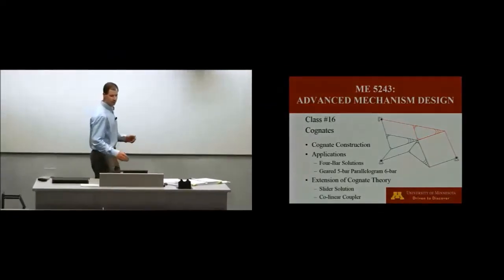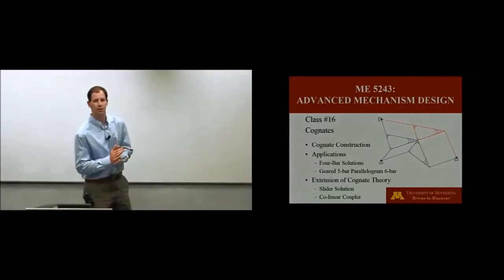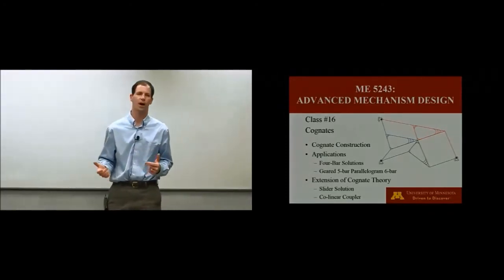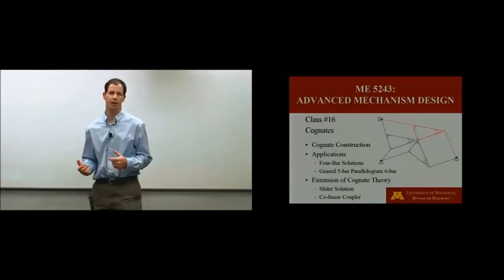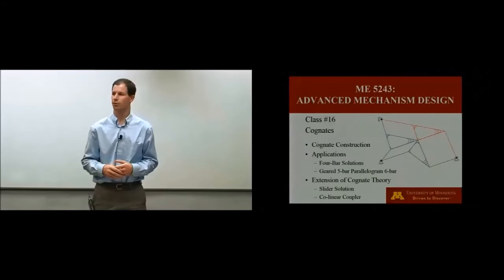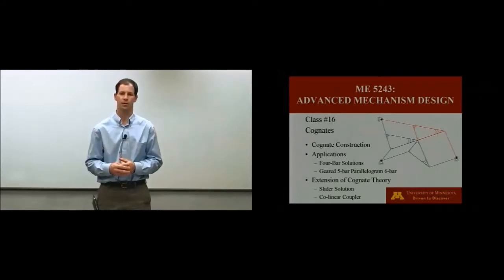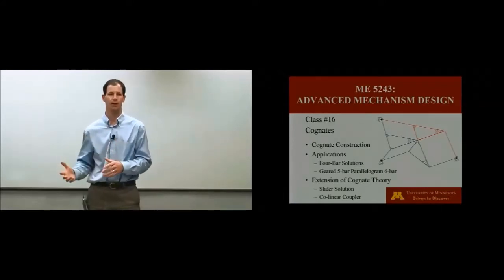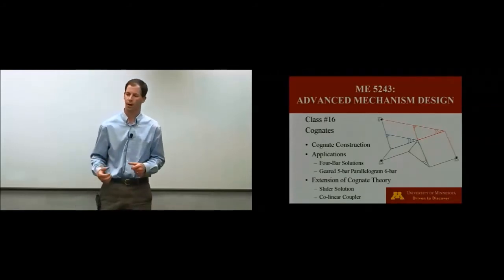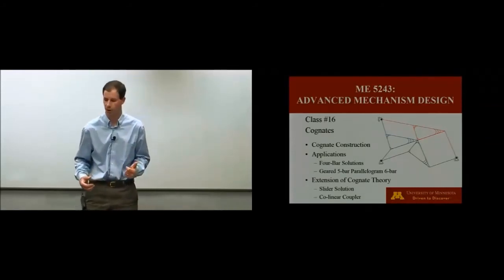Okay, so let's go ahead and get started with class today. Today we are talking about a very unique feature of 4-bars, which is cognates, which is basically saying that any 4-bar has two other cognates that traverse the exact same path as it does. So if you synthesize one mechanism that traverses a path, there's two others that traverse the exact same path, and there's some graphical methods to figure out where that is.